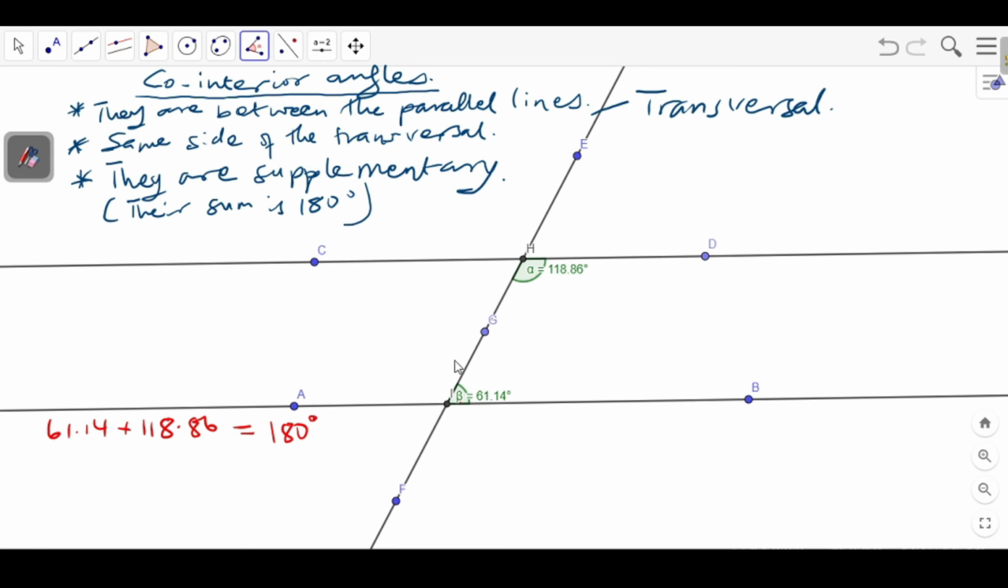So that's why the two of them will still give us the same thing. But the most important thing is that we are on co-interior angles, and when you add these, you get 180 degrees, which confirms that co-interior angles are supplementary.